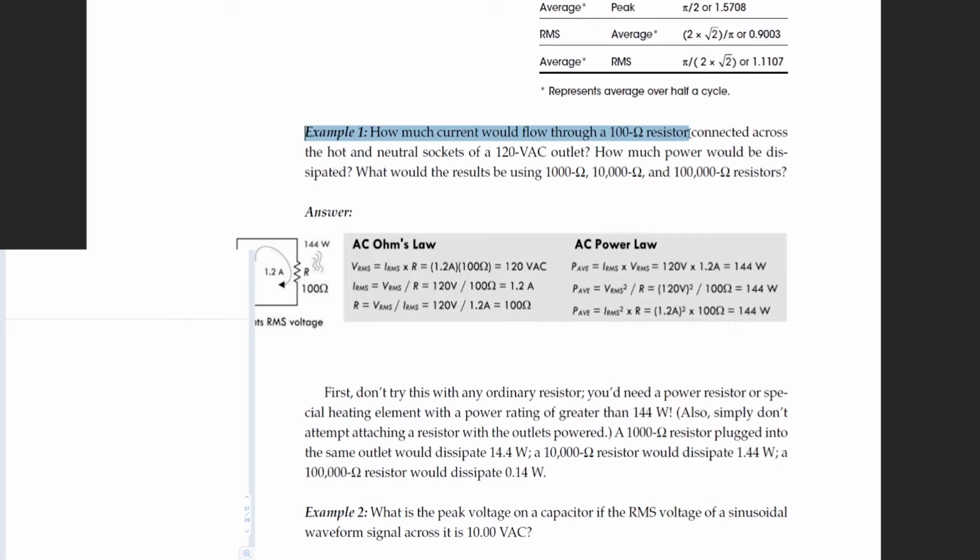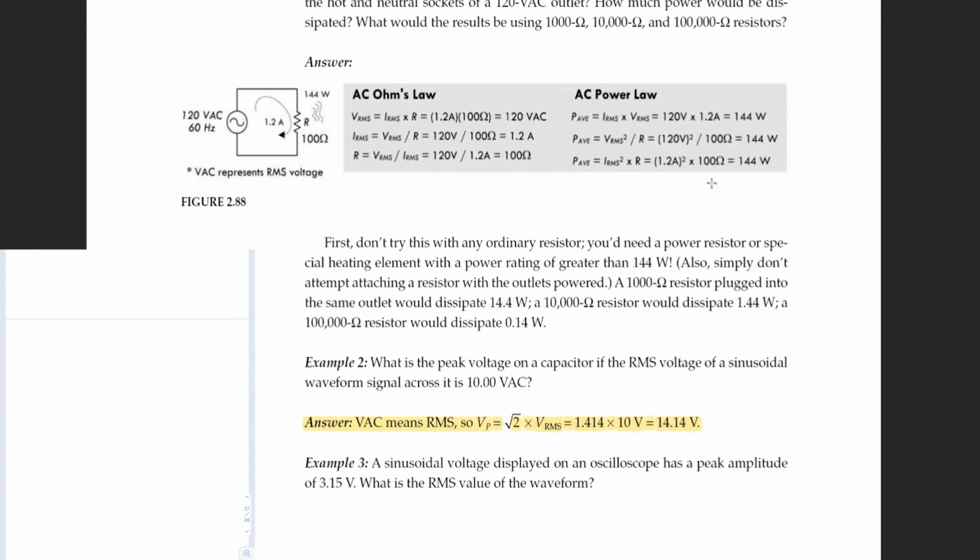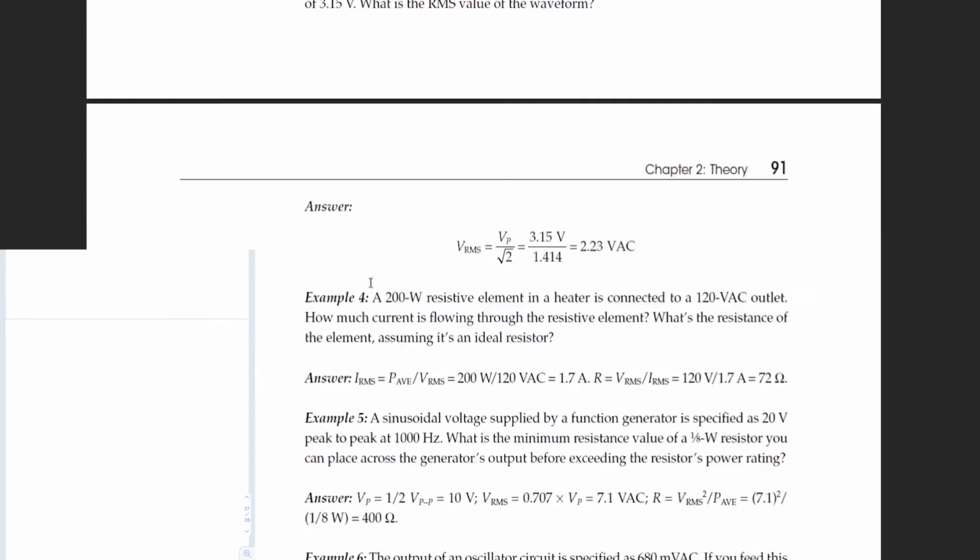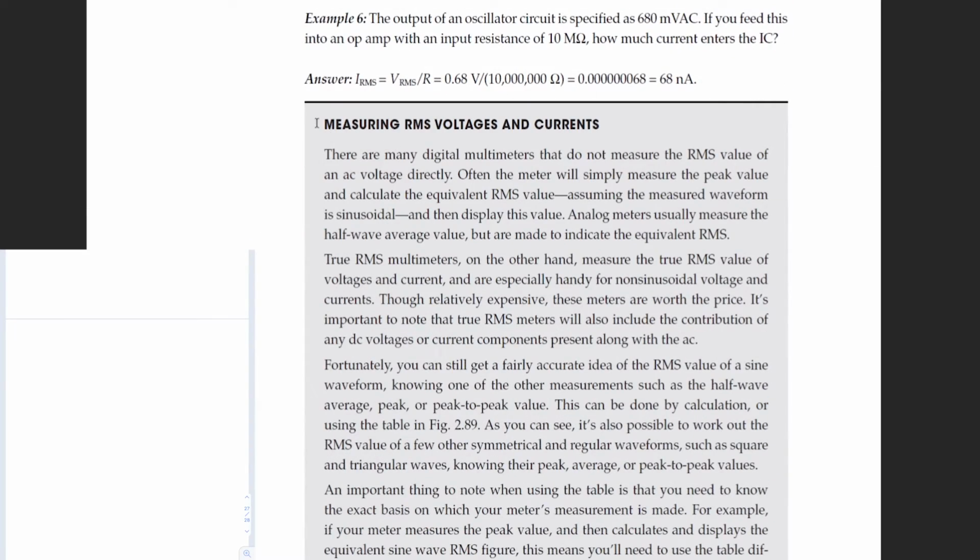For example, how much current would flow through a 100 ohm resistor connected across a 120 volt AC outlet, and it talks about power dissipation. So there's some good questions there. There were 6 of them, and we just finished those. I'm going to carry on reading from here.